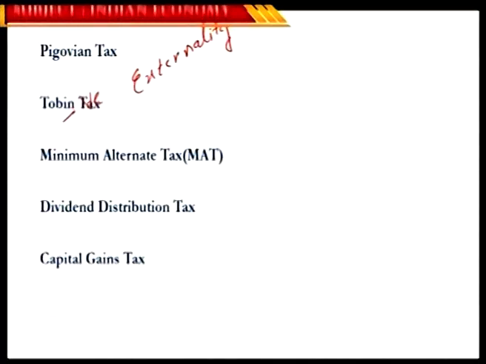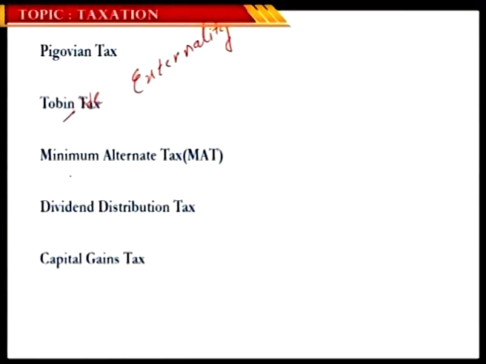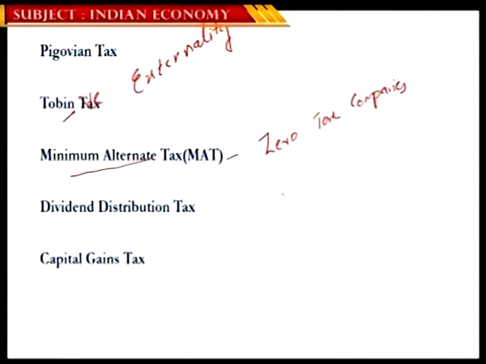The third comes the minimum alternate tax, and you might also have come across this term called alternate minimum tax. To a large extent, they happen to be similar. Minimum alternate tax is a tax levied upon zero tax companies or book profits of a company.